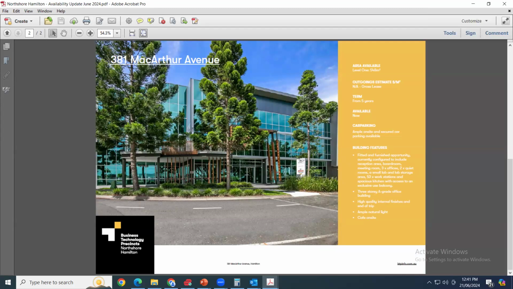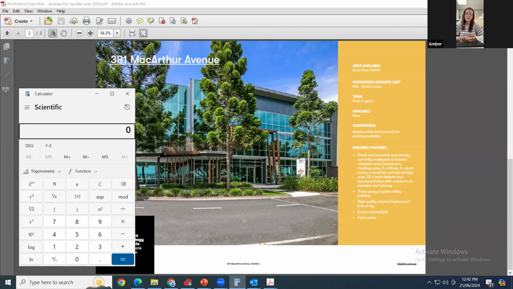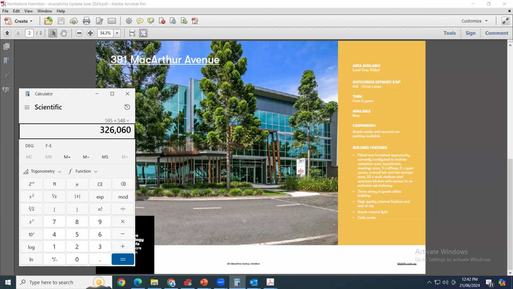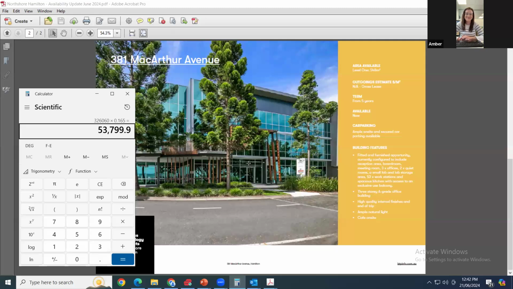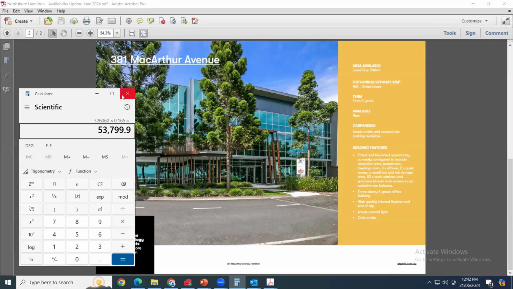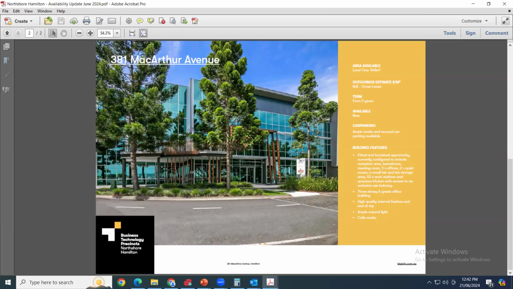And how much is that, approximately? It's $595 a square meter gross, plus car parking and GST, per annum. Okay, so that's per annum. So that's not a bad commission at all, right? That's a 54,000 to 55,000 dollar commission. Good money, great money.